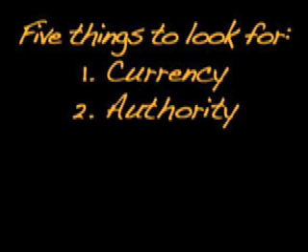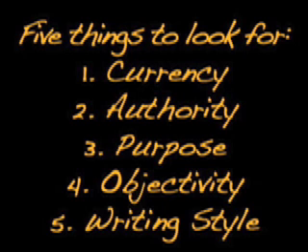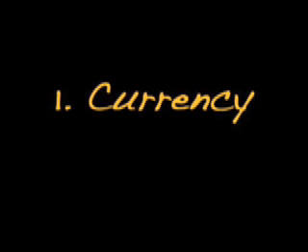Well, when you visit a website, there are 5 main things to look for. These things are currency, authority, purpose, objectivity, and writing style. Let's look at each of these individually. First of all, check for a site's currency. This is whether the information has been kept up to date.